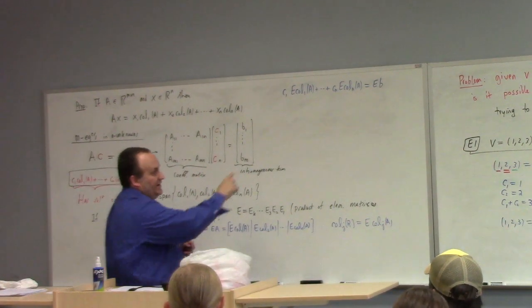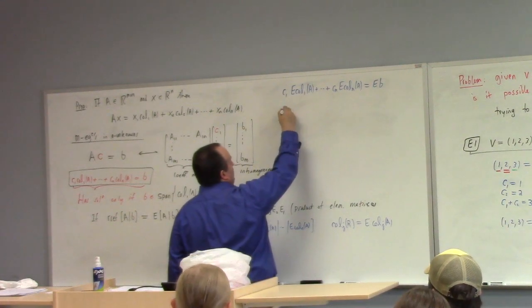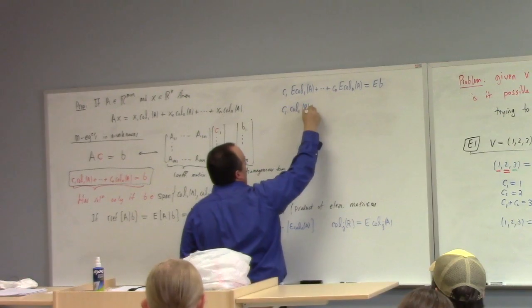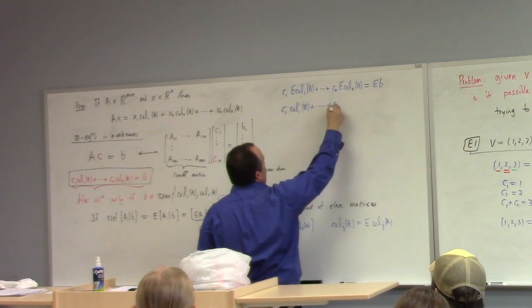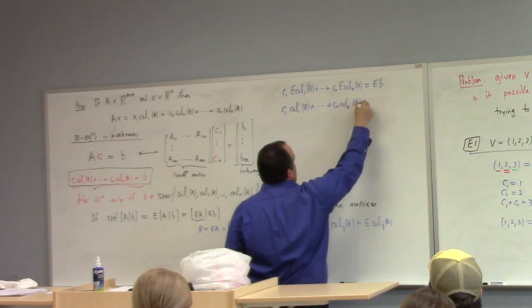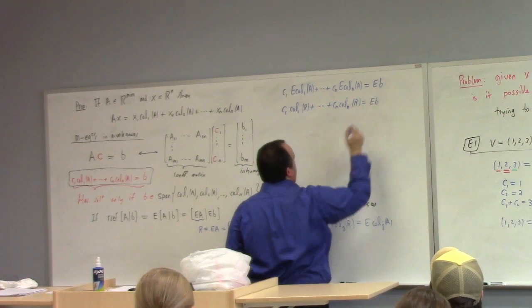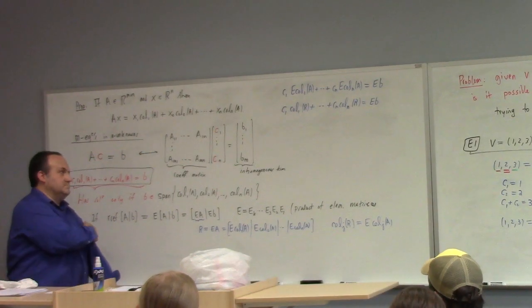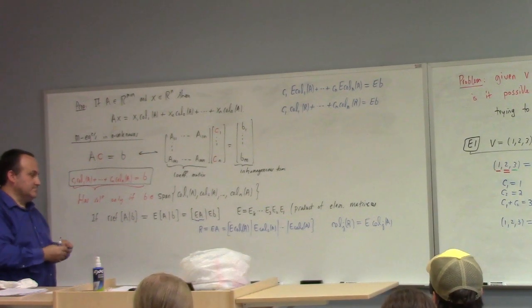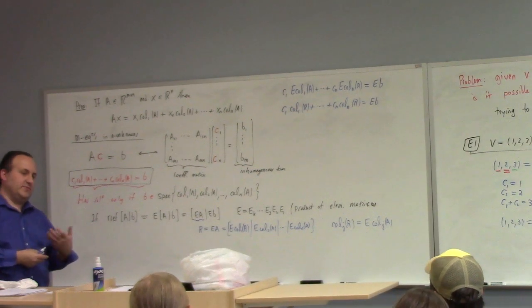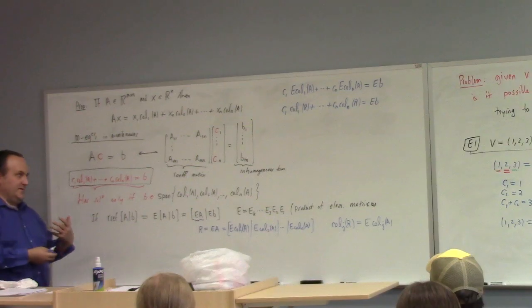As such, I can simplify this and say, well, really what I have is C1 times column 1 of R, plus, plus Cn times column n of R, is equal to EB. Now that might not look like much to you, but let me write this as a sentence.